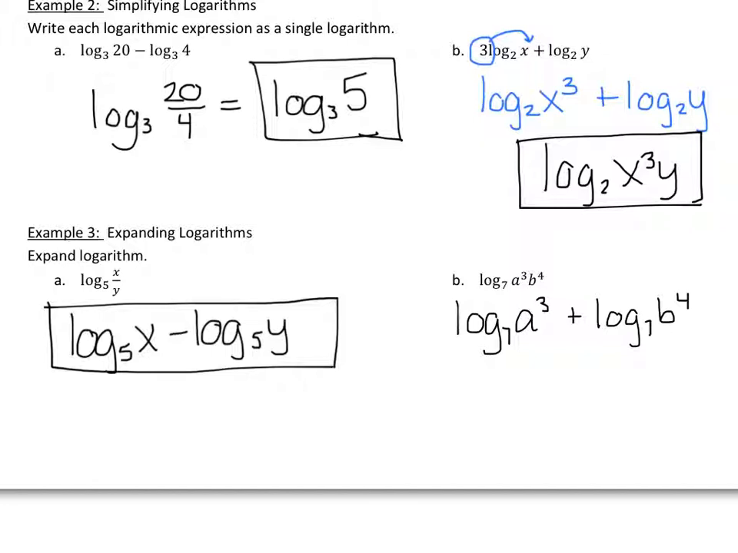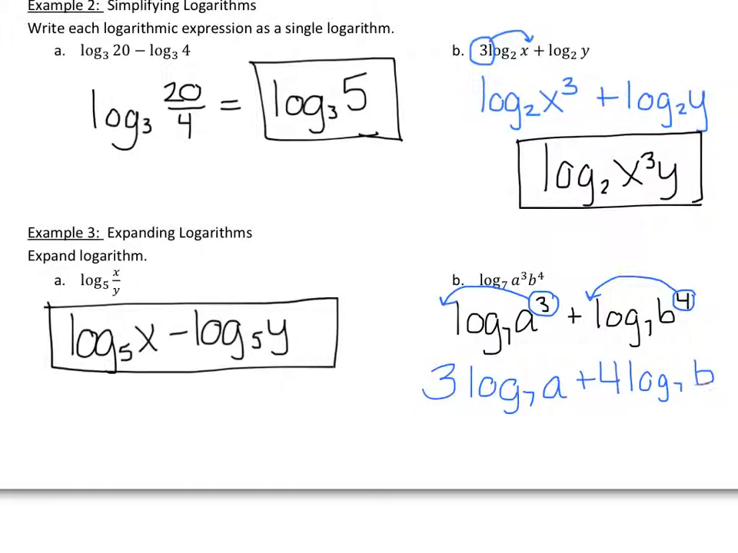And now, to keep expanding it, move your exponents. Where will they go? They're each going to go to their own log, but they're going to become the coefficients. So you'll have 3 log base 7 of a plus 4 log base 7 of b. And there's your answer.